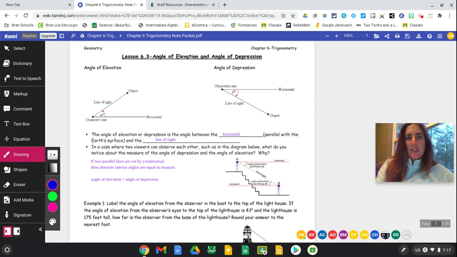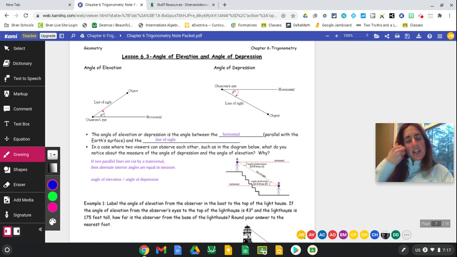So if you're in your note packet, you're on lesson 6.3. It says angle of elevation and angle of depression at the top. Isn't that crazy? So first of all, what are these elevation and depression angles that we're talking about? Well, they have to do with trig, and you'll see why in a few moments.